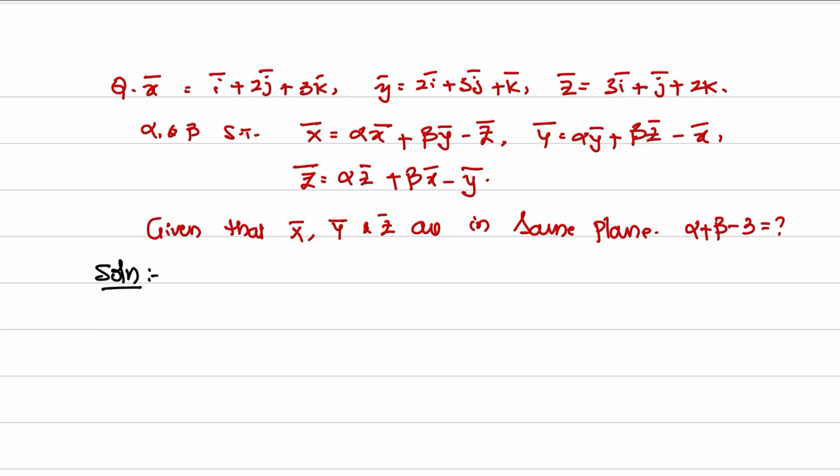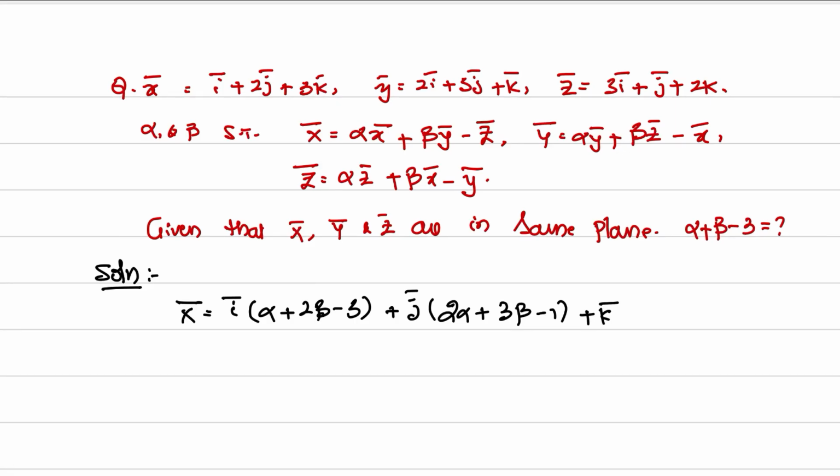Let us first try to find out what is capital X in terms of i, j, k. Capital X bar is equal to i bar into alpha plus 2 beta minus 3 plus j bar into 2 alpha plus 3 beta minus 1, because capital X is equal to alpha x bar plus beta y bar minus z bar. Small x, small y, small z are already given. From this, capital X bar is equal to 3 alpha plus beta minus 2.